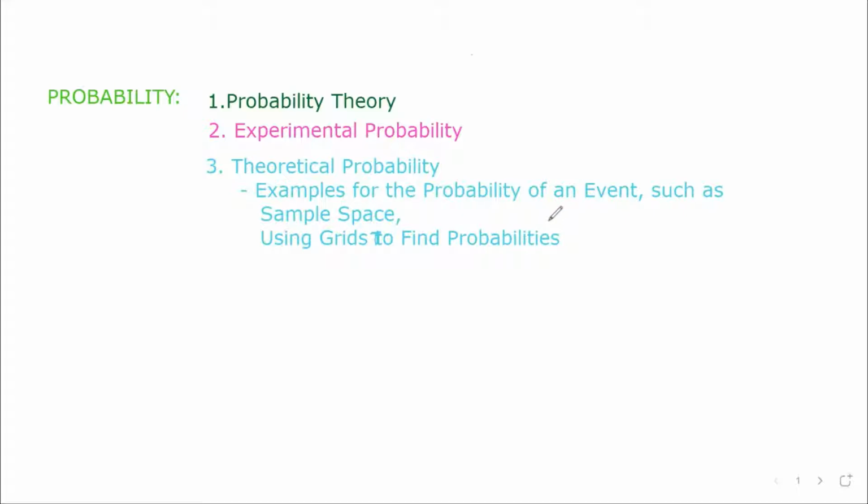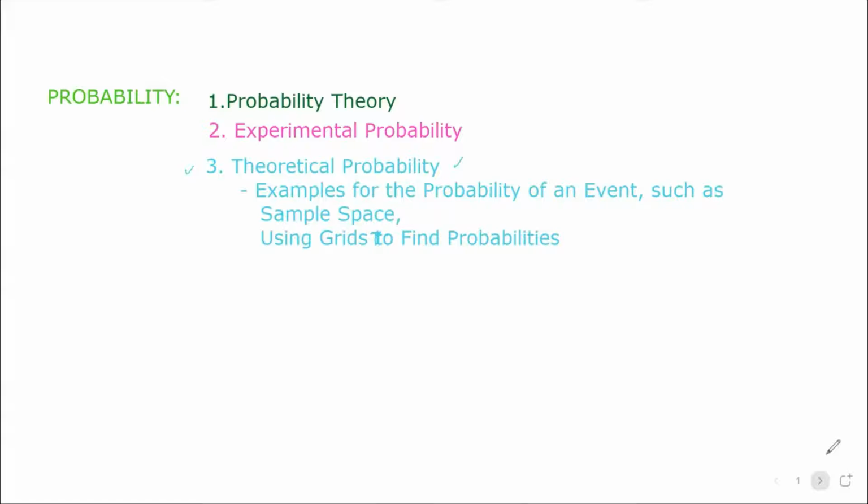So today we're going to start with the definitions first. First one, the probability theory. Second, experimental probability. And third, theoretical probability. In the third one, I'm going to give you more examples about the probability of an event. And we'll talk more about the sample space, how to use the grid to find probability, and more examples in topic number 3. Okay, so we start with the first one.